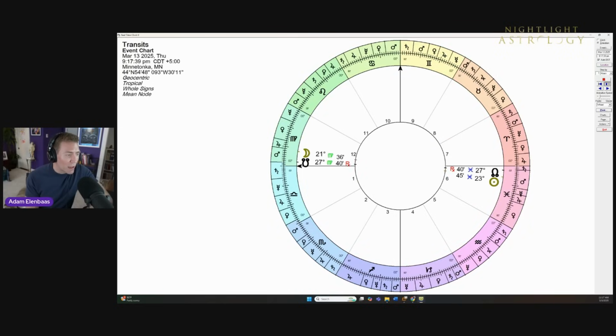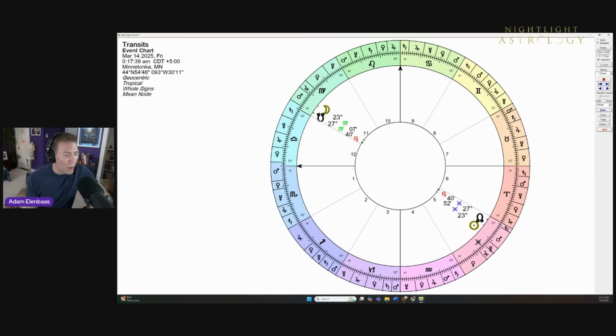So this lunar eclipse, again, is happening really tomorrow for everyone listening to this. And like I said, we'll do horoscopes tomorrow.